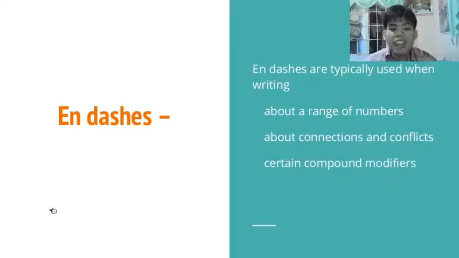Next is N dashes. From the letter N, en dashes. So these are the small version dashes. They are typically used when writing about a range of numbers, about connections and conflicts, and about certain compound modifiers.